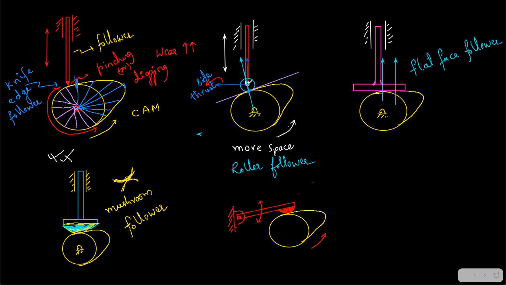There is another component along the horizontal also. Due to that horizontal component, I am having a side thrust. Because of side thrust, that is actually the negative thing. We don't need any side thrust. We don't want any side thrust to be there in the follower.